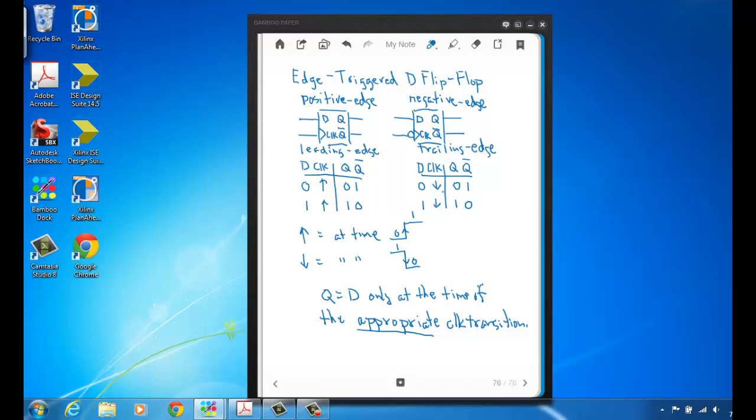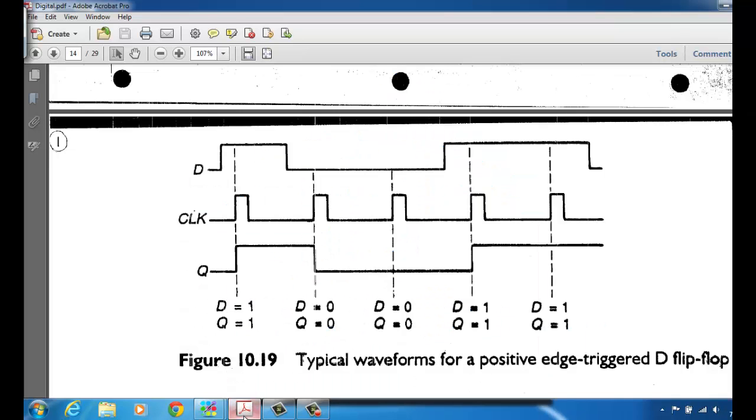Well, a good way to see if you understand the truth table of a flip-flop is to look at a timing diagram and see if you can make sense of the timing diagram. So here's a timing diagram of an edge-triggered D flip-flop that's positive edge. Okay, so if you look down here, this is a positive edge. So that means the 0 to 1 transitions are the transitions that matter. So that's why you see these dashed lines on every 0 to 1 transition of the clock input.